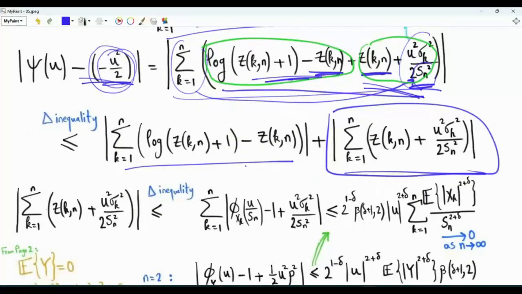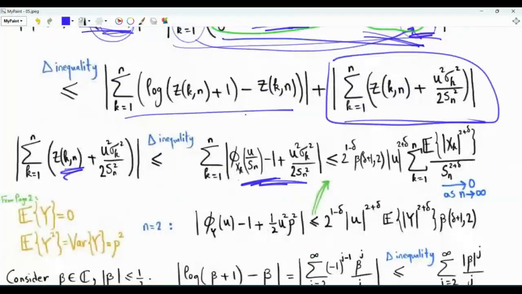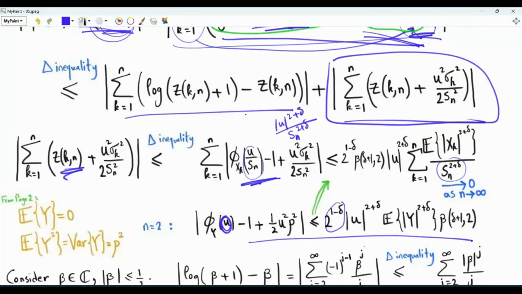By the triangle inequality, the magnitude of the sum is less than or equal to the sum of magnitudes. If we rewrite z of k comma n as the characteristic function minus 1, we get something that looks like the magnitude appearing on page 2. We have an upper bound on this magnitude. Our random variables are 0 mean, and the variance of xk is sigma k squared. So what is the magnitude of this difference? According to the inequality on page 2, we can upper bound by 2 to the power 1 minus delta, where delta is greater than 0, times beta of delta plus 1 comma 2. And then we have this parameter of the characteristic function to the power 2 plus delta. In our case, we will take the magnitude of u to the power 2 plus delta, and in the denominator, we have Sn to the power 2 plus delta, as we can see here.